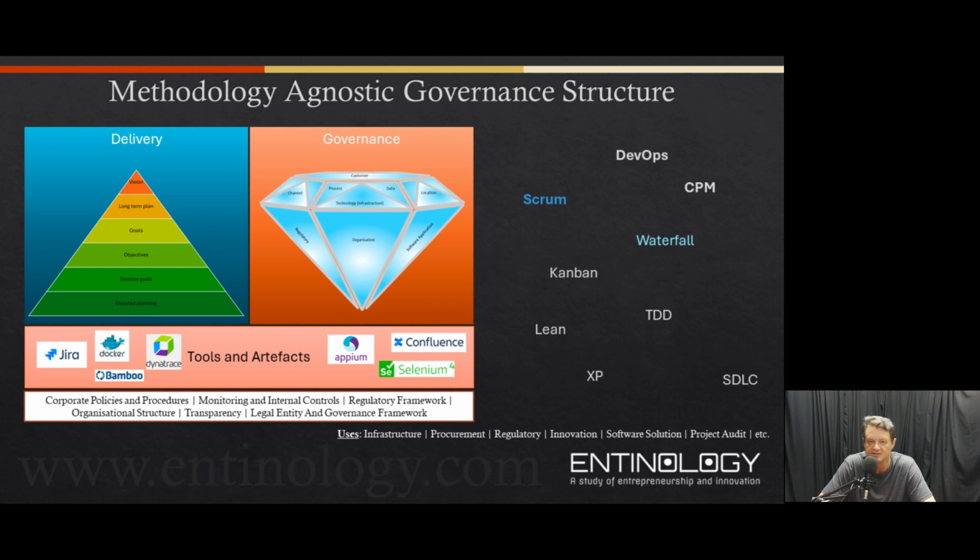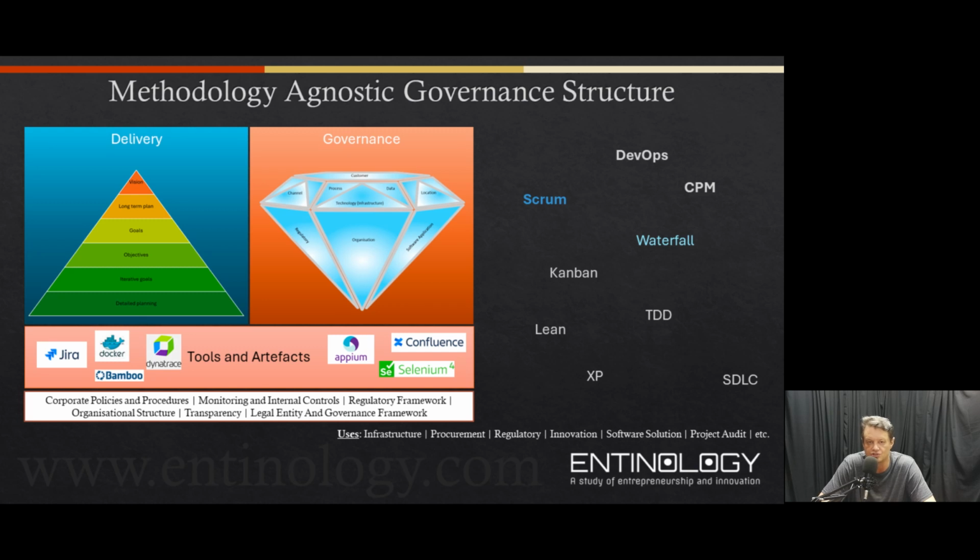Governance is not a standard practice aligned to your methodology. Let me repeat that. Governance is not a standard practice to align to methodology. That is the wrong way to do governance. If your PMO is doing it that way, they're doing it wrong.